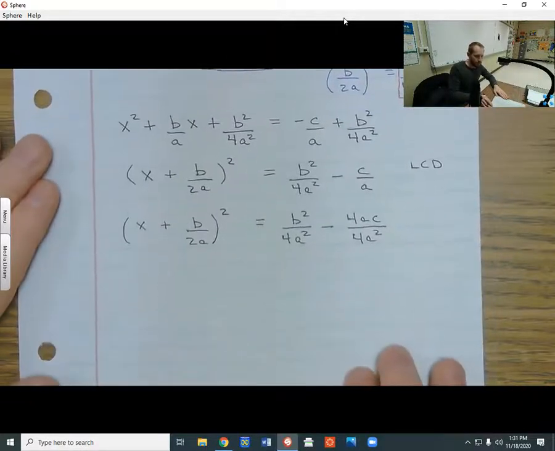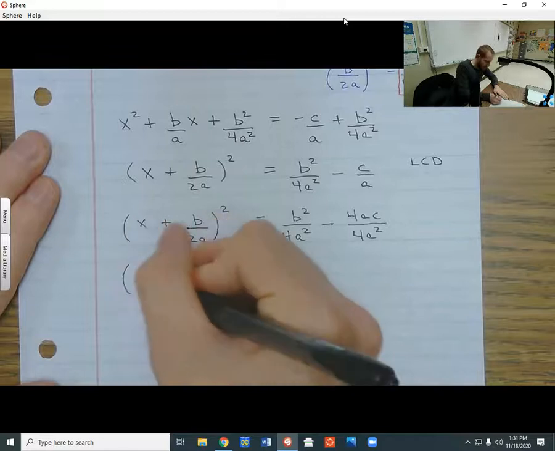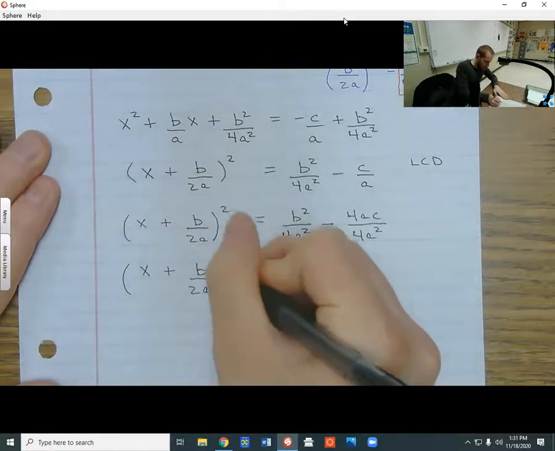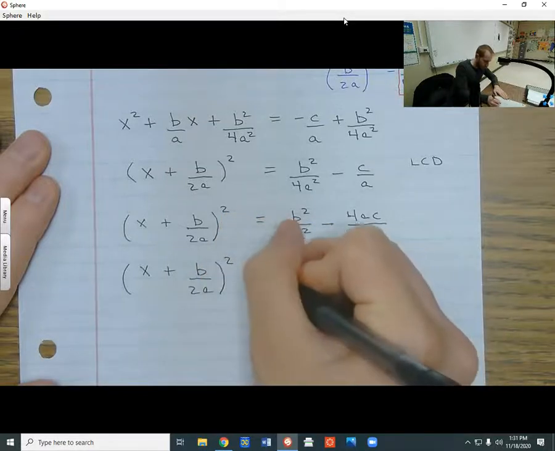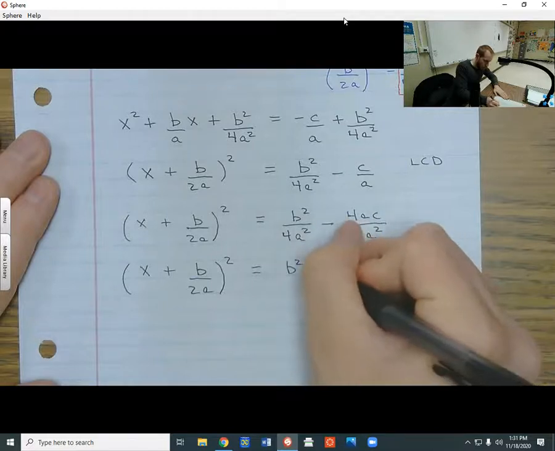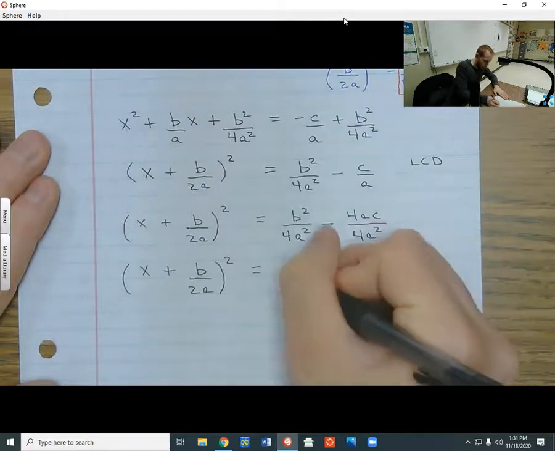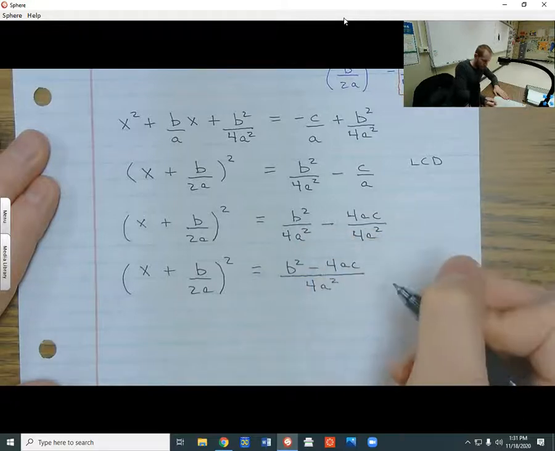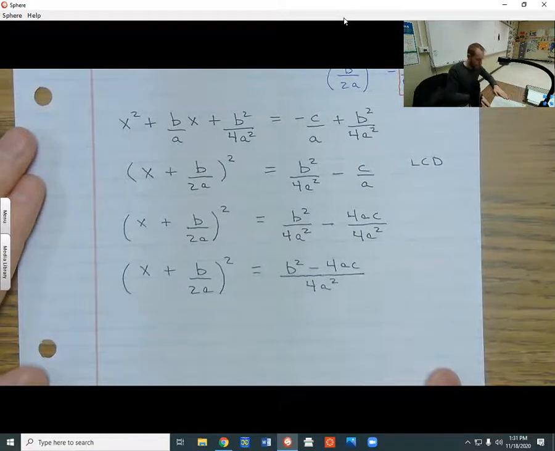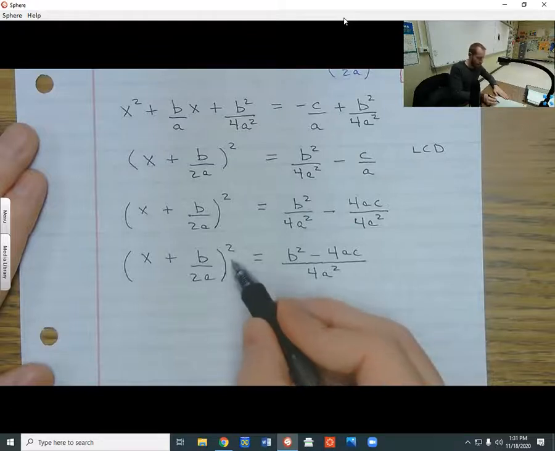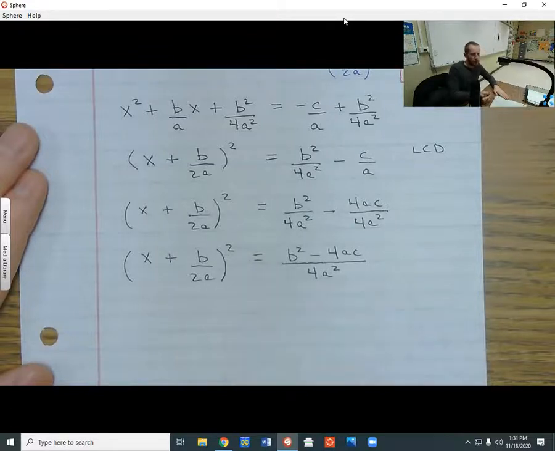So continuing on down, the left side is still the same, so let me write that out. The whole thing is still squared. And then over here, I'm going to write these two fractions as one fraction, since the denominators are now the same. Okay? Alright, so now I want to get x by itself, which means, first of all, I've got to get rid of the squared term. So how do I get rid of a squared term? I actually take the square roots of both sides.